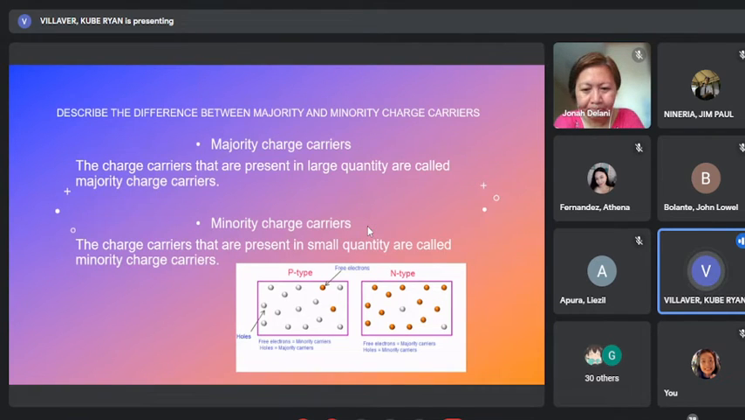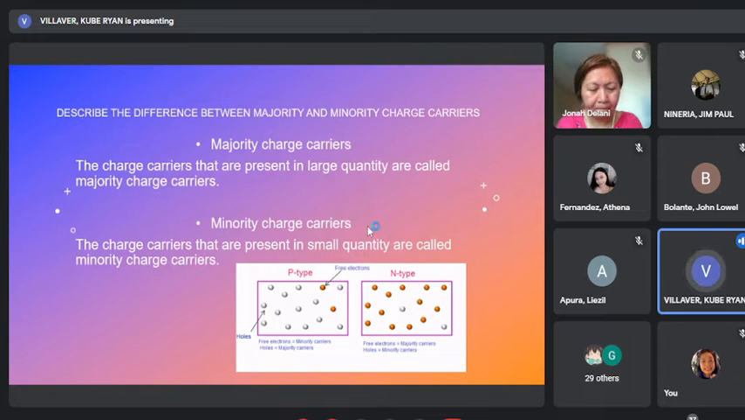So in this picture, the N-type semiconductor has an excess of negative charge carriers or free electrons. Hence, the free electrons are the majority charge carriers in an N-type semiconductor. The free electrons carry most of the electric charge or electric current in an N-type semiconductor.